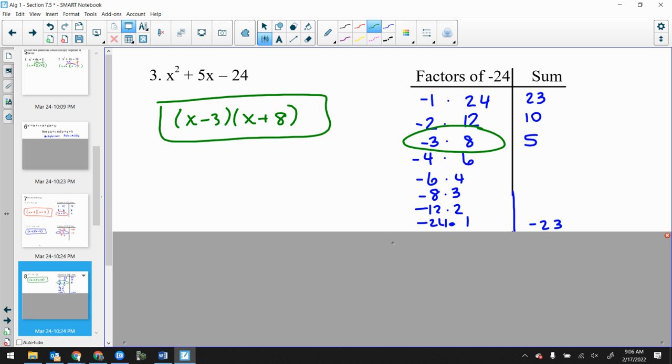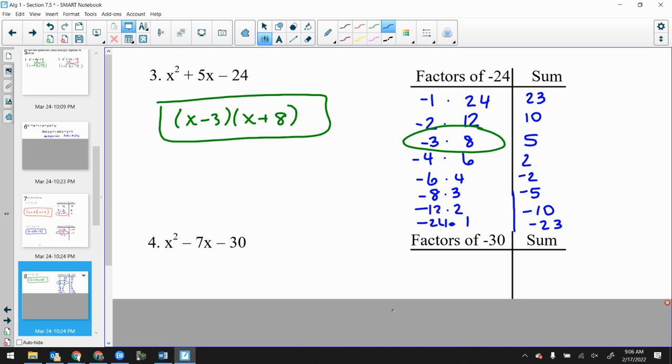You know, notice something about, if I wanted to continue this on, this would have been 2, negative 2, negative 5, negative 10. Look at my answers in terms of my sums. If I flip the negative, just understand that the sum turns negative. Negative 1 plus 24 was positive 23. Negative 24 times 1 was negative 23. So if I flip where the negative goes, it just flips the sum.